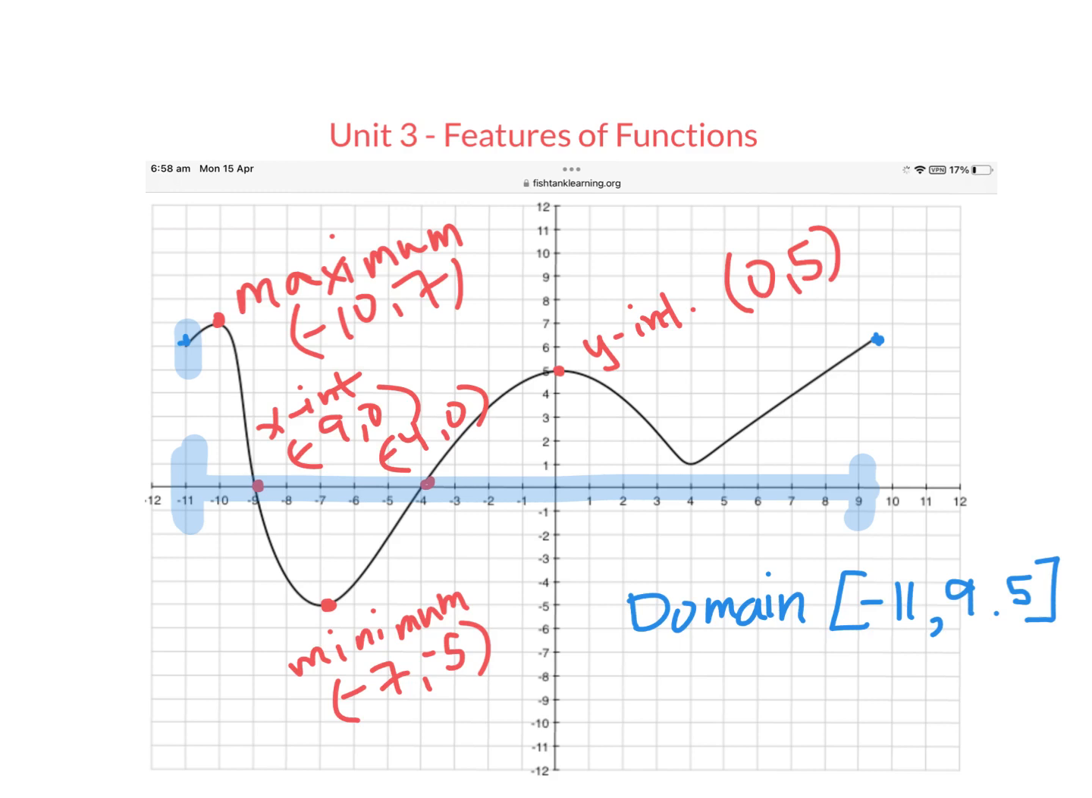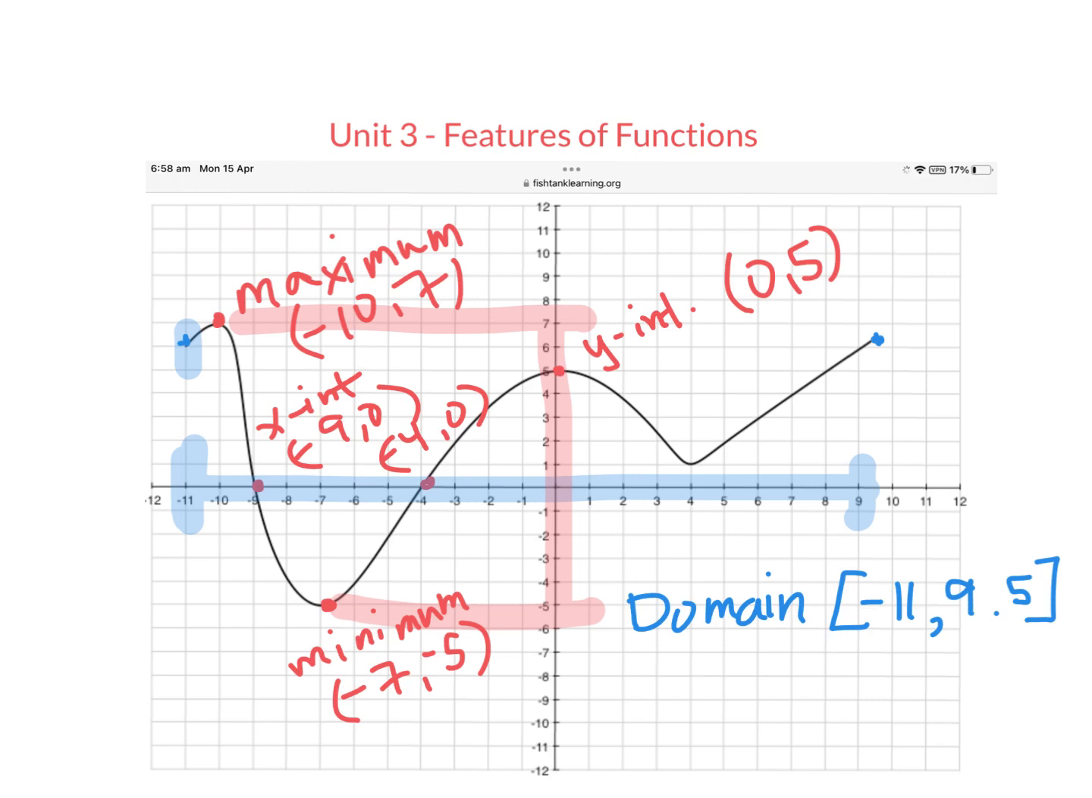And then we're going to do our range. So the range is going to be all the y values that exist on the graph. So the lowest y value down here is -5, and then it goes all the way up here to, looks like it's 7 is the highest one. So the range actually has part of the minimum and maximum in it. Do you see that? It's from -5 all the way up to 7.